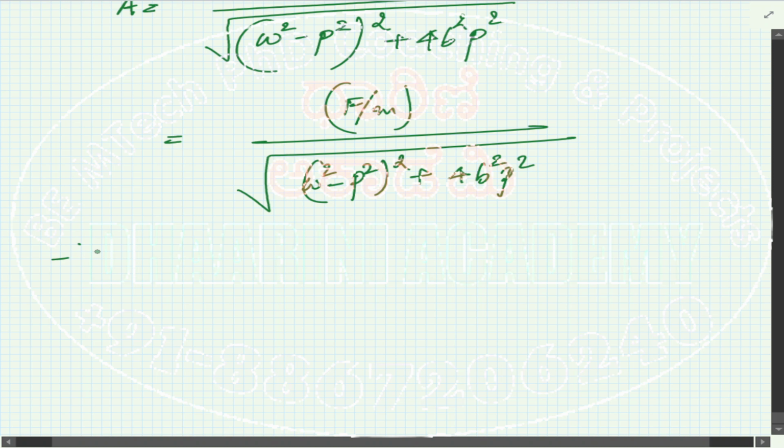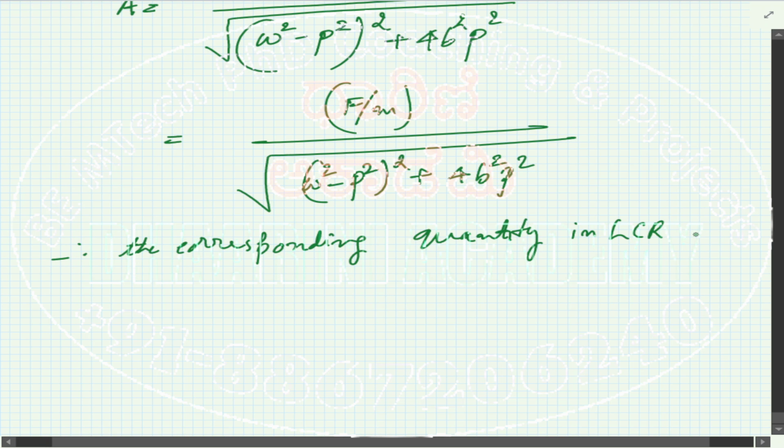So therefore we write the corresponding quantity in LCR circuit, right? When we write the maximum voltage, maximum amplitude of an oscillation, its equivalent is maximum charge. So maximum charge, let us call that as Q naught. So Q naught is equal to equivalent term, let me write.